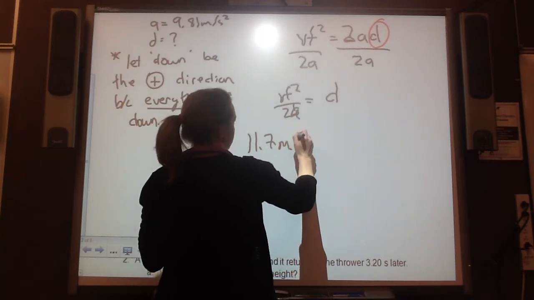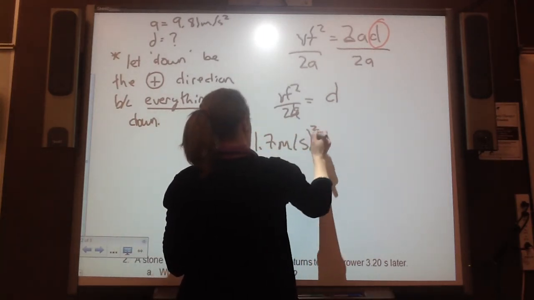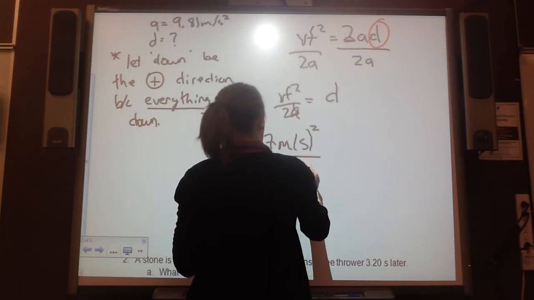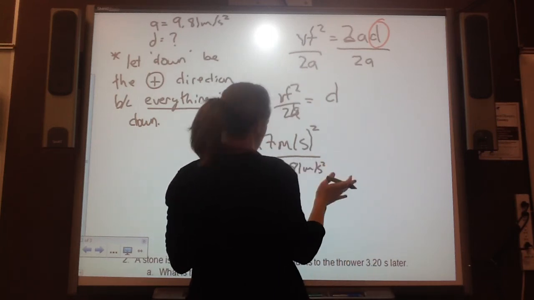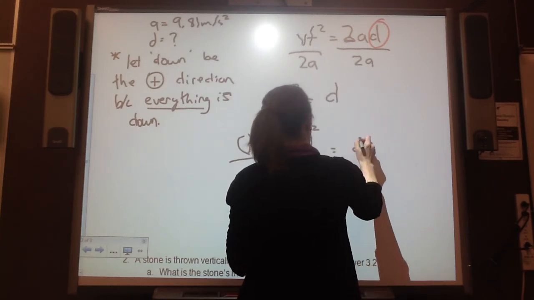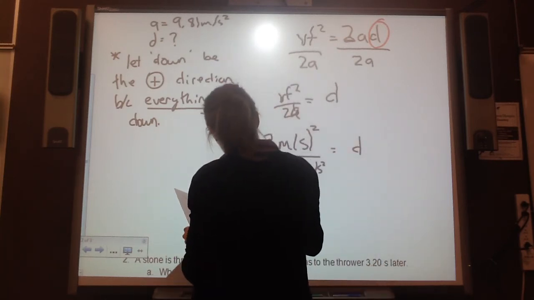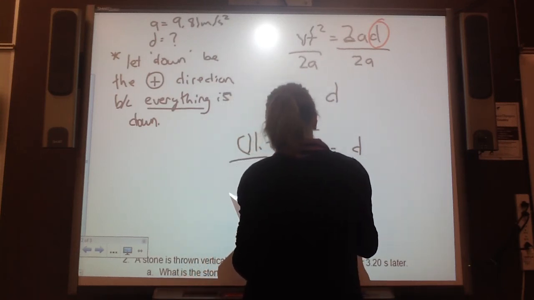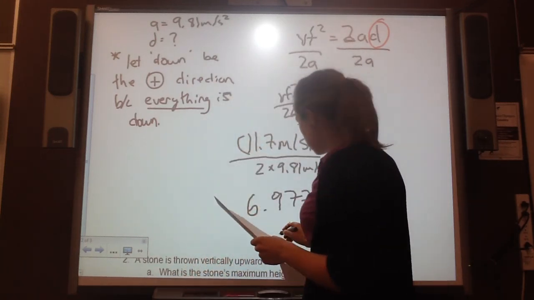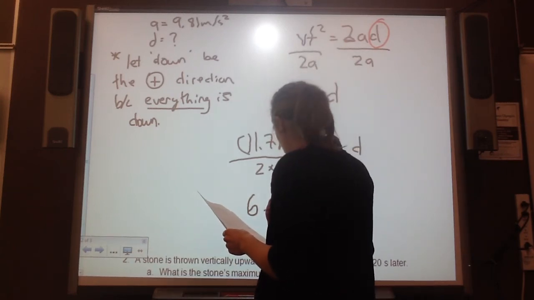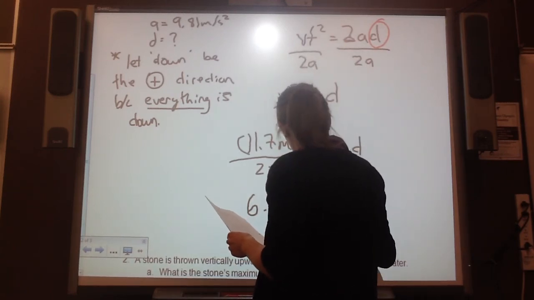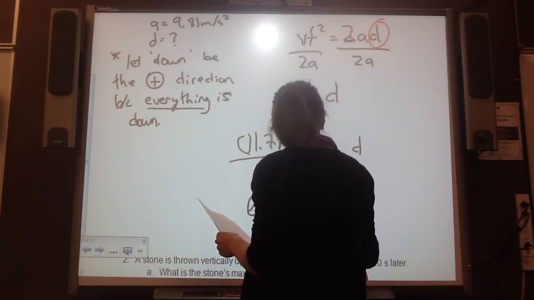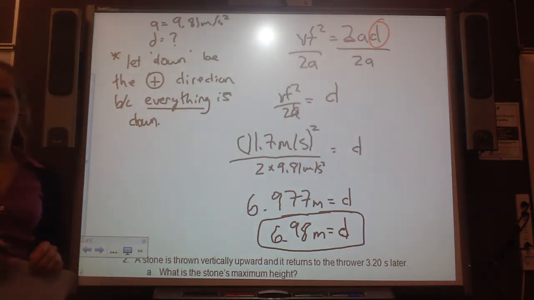So 11.7 meters per second, squared, divided by 2 times 9.81 meters per second squared, with the units. This should equal 6.977 meters. So to two sig figs, this is 6.98 meters. And it just asks what is the height, so I don't need to put a direction.